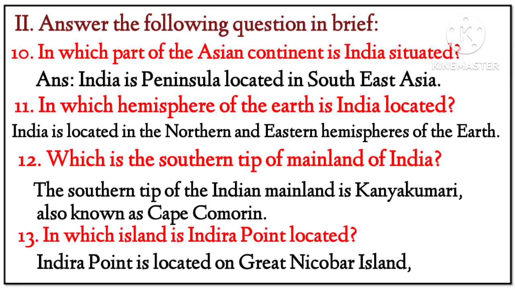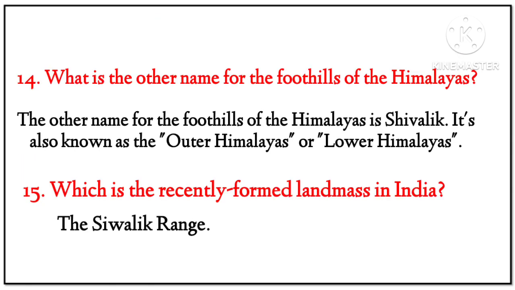12th, which is the southern tip of the mainland of India? Our answer: the southern tip of the Indian mainland is Kanyakumari, also known as Cape Comorin. 13th, on which island is Indira Point located? Indira Point is located on Great Nicobar Island. 14th, what is the other name of the foothills of the Himalayas? Our answer: the other name of the foothills of the Himalayas is Shivalik. It is also known as Outer Himalayas or Lower Himalayas.